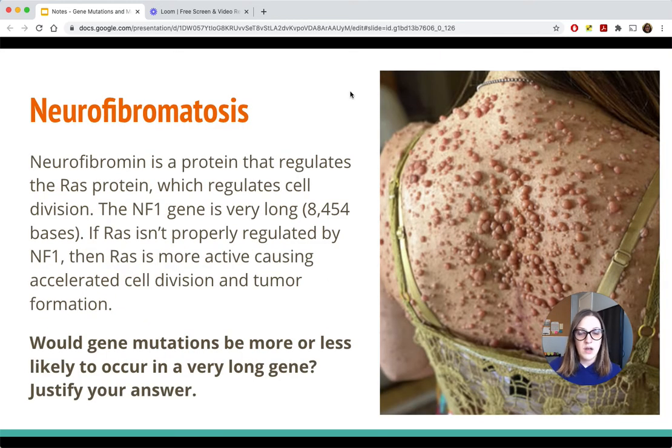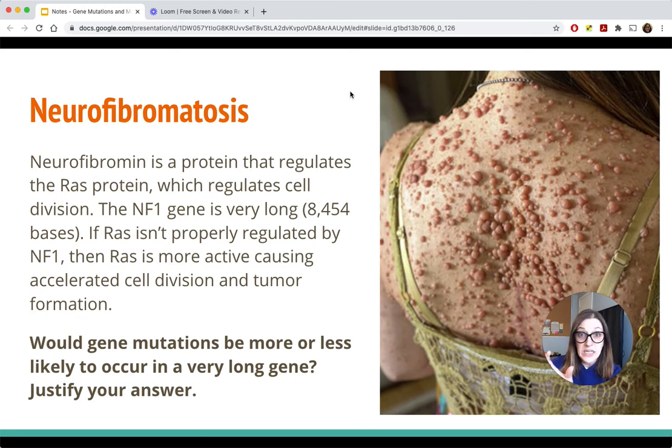So here's one example of a gene mutation that causes a disease called neurofibromatosis. This is caused when neurofibromin, which is a protein that regulates another protein, which regulates cell division. So basically think of it like a domino. You have one domino that turns on another domino that's supposed to control how much cells divide.